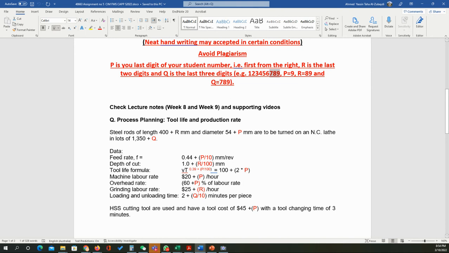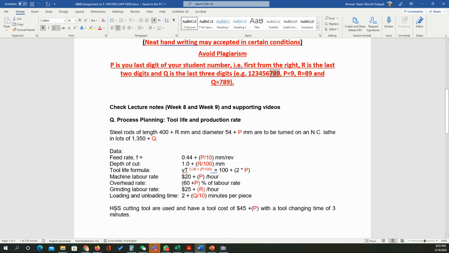So the data we have for this equation is the feed rate, the depth of the cut, the tool life formula for the high-speed steel cutting tool, the machine labor cost, the overhead rate for the labor, the grinding labor rate, and the loading and unloading time. Now, of course, here we didn't mention that the grinding labor rate for the overhead is going to be the same thing, 60 plus P%.